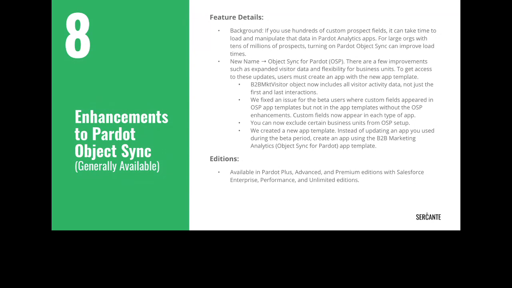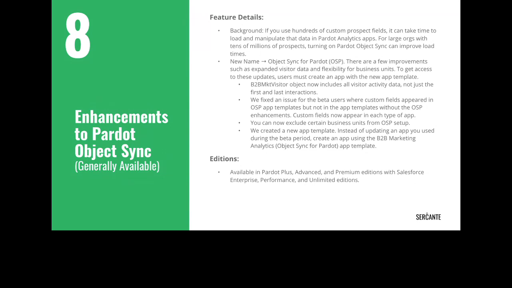Few improvements such as expanded visitor data and flexibility for business units. To get access to these updates, users must create an app with the new app template. The B2B marketing visitor object now includes all visitor activity data, not just the first and last interactions. And there was an issue fixed for beta users where custom fields appeared in the Object Sync for Pardot app templates, but not in the app templates without the new enhancements. Custom fields now appear in each type of app. You can also exclude certain business units from this setup.